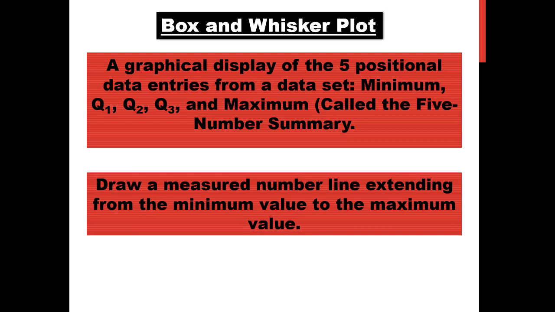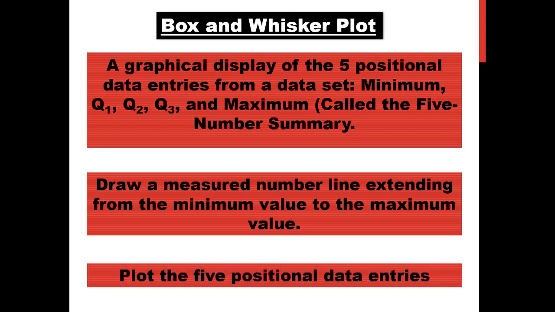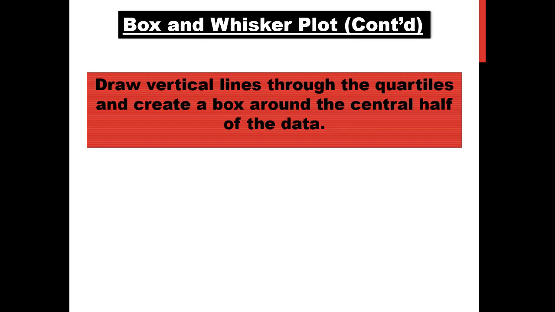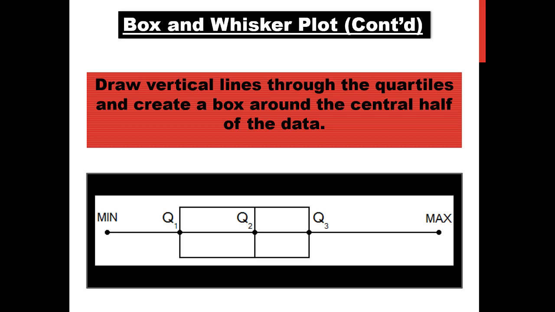So what you're going to do is draw a measured number line. That's important. It has to be measured, extending from the minimum value to the maximum value. And then you plot the 5 positional data entries on that number line. Once you've done that, you're going to draw vertical lines through the quartiles Q1, Q2, and Q3 and create a box around the central half of the data. So it should look something like this. Now, I don't have any graduations on my number line, but in the number lines that you create, you will have the little tick marks for every value between the minimum and the maximum. So let's do an example.